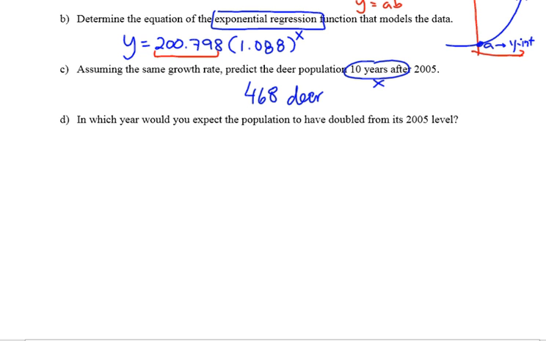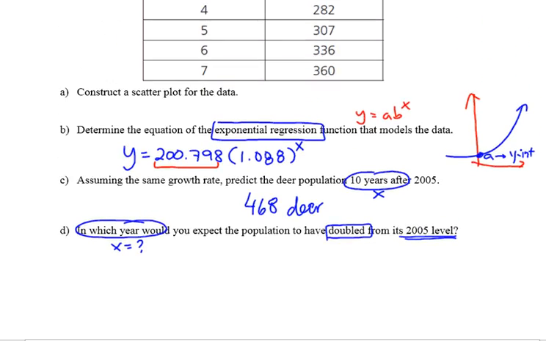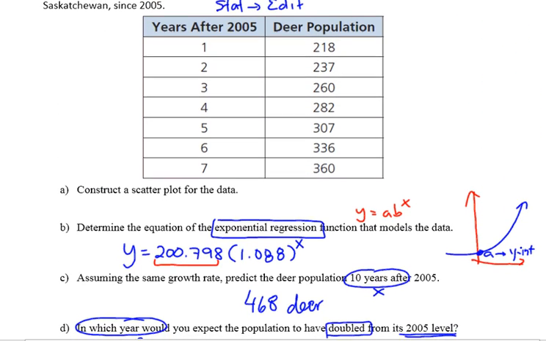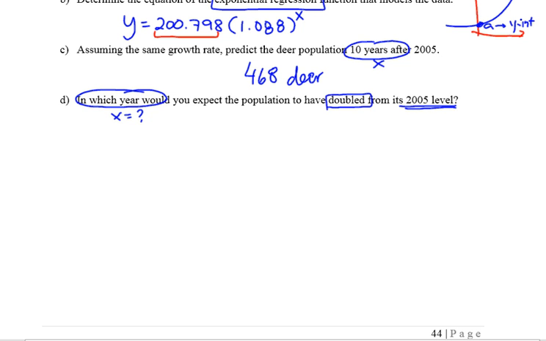Okay, in which year? So what are they asking about? In which year, what value is that? X or Y? Is years X or years Y? X. So they're asking what is X? In which year would you expect the population to have doubled from its 2005 level? Do we know how many deer were in 2005? How do we know, Spencer? This is years after 2005. How could we know our 2005 deer level?